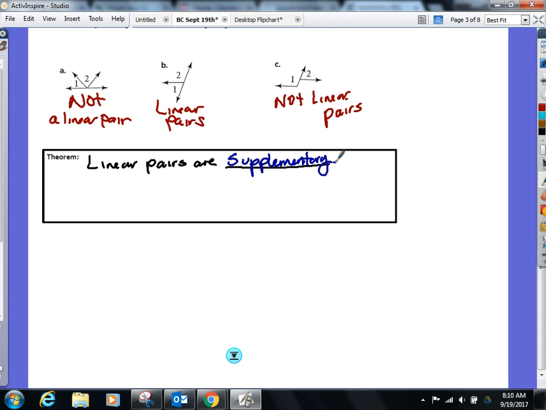Okay, stop before we move on. Can you visualize what a linear pair looks like now? And you know they're supplementary, which means what? They add to 180. Okay?